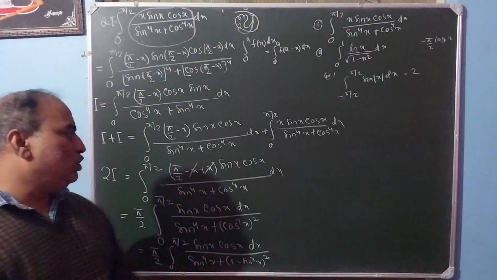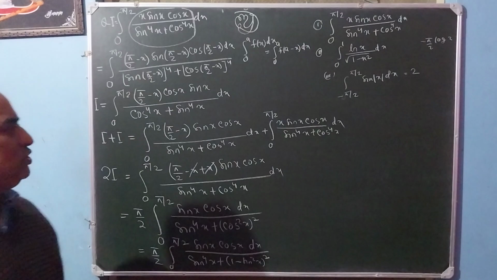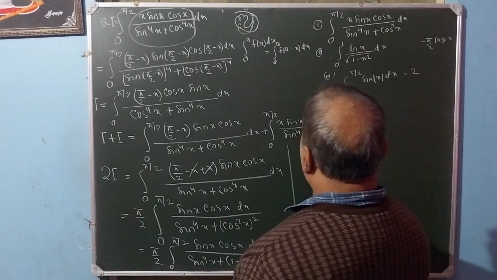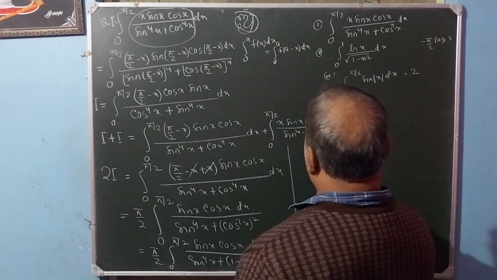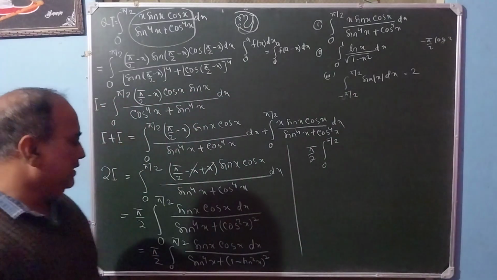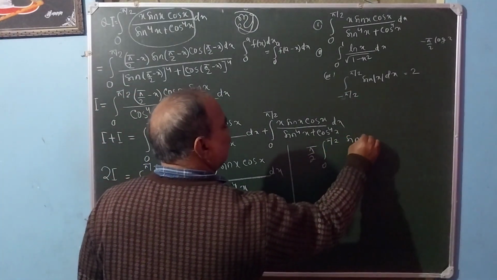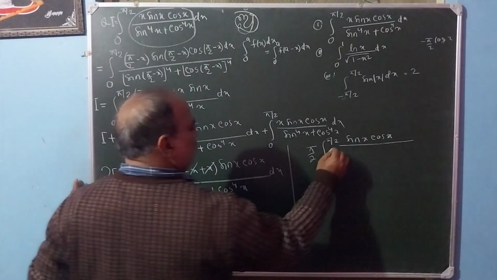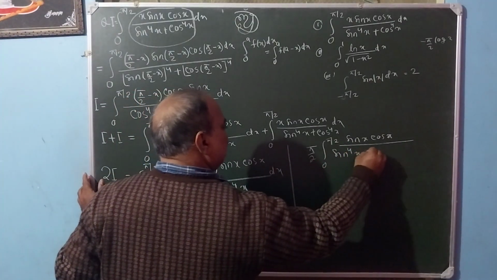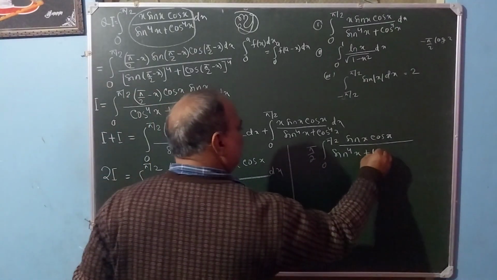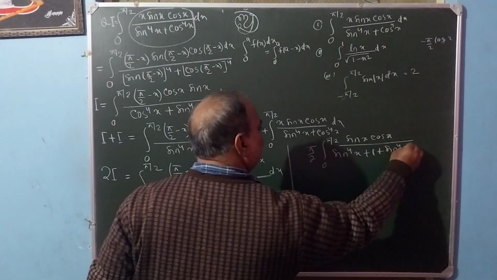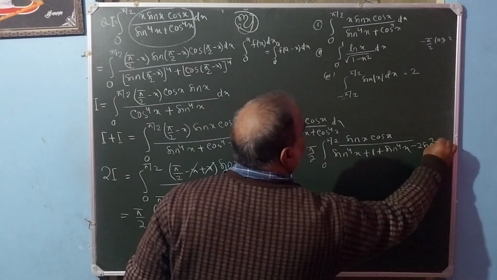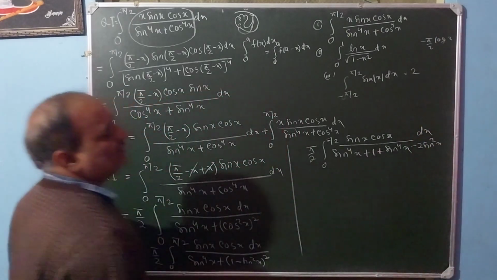So 1 minus sin square x whole square, that is a square plus b square minus 2ab. So this can be written as pi by 2 integration from 0 to pi by 2, sin x cos x divided by sin to the power 4 x plus, here a square 1, plus b square sin to the power 4 x, minus 2 sin square x, into dx.